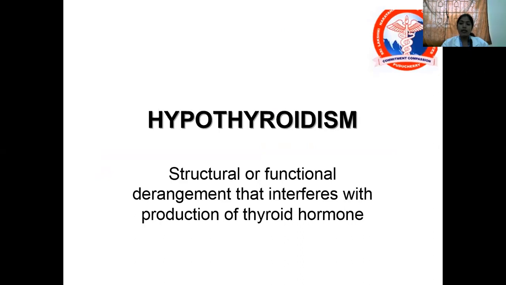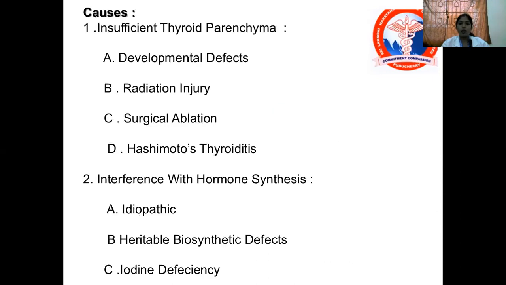Moving on to hypothyroidism. Having seen hyperthyroidism, now we are going to talk about hypothyroidism. Hypothyroidism is mainly a structural or functional derangement that interferes with the production of thyroid hormone. What are the causes of hypothyroidism? Any developmental defects, radiation injury to the thyroid which causes decreased secretion of T3 and T4, surgical ablations, and one of the most common causes of hypothyroidism in females is Hashimoto's thyroiditis, which we will be dealing with in our subsequent slides. And interference with hormone synthesis, which can be idiopathic or heritable biosynthetic defects, and iodine deficiency.